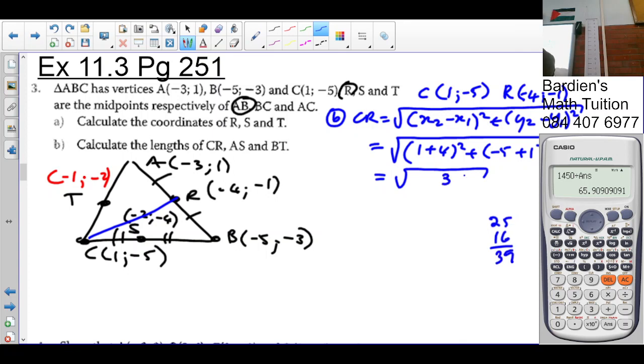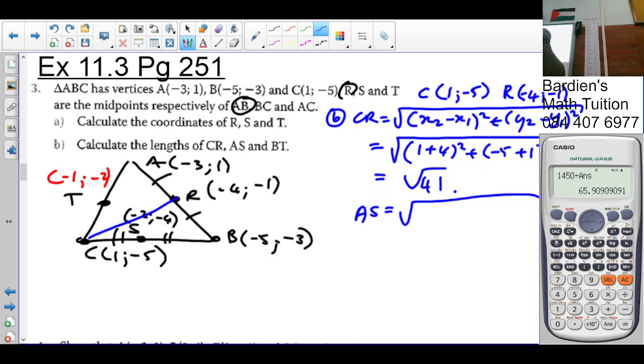Is that correct? Sorry? 41. Oh, how's my adding? 41 is good. Okay, you guys understand? Then you go for AS.